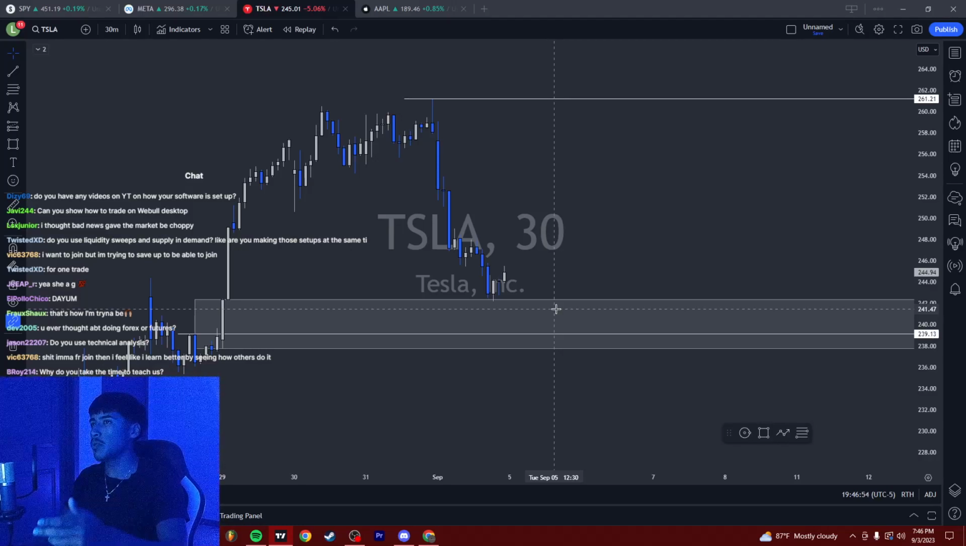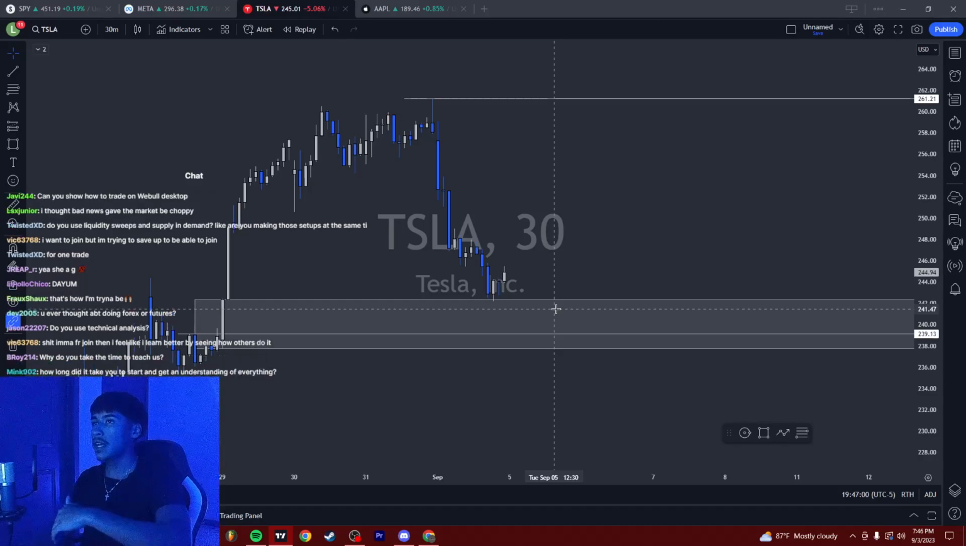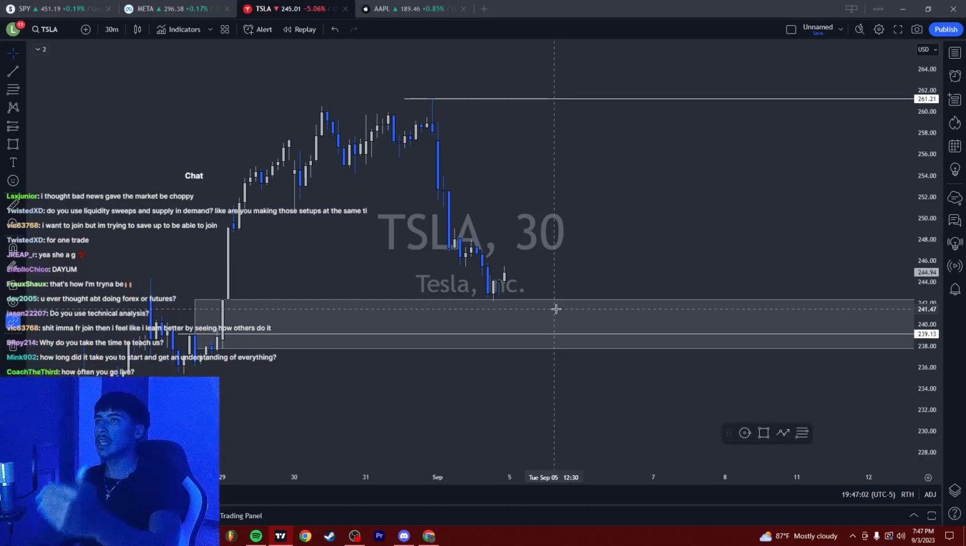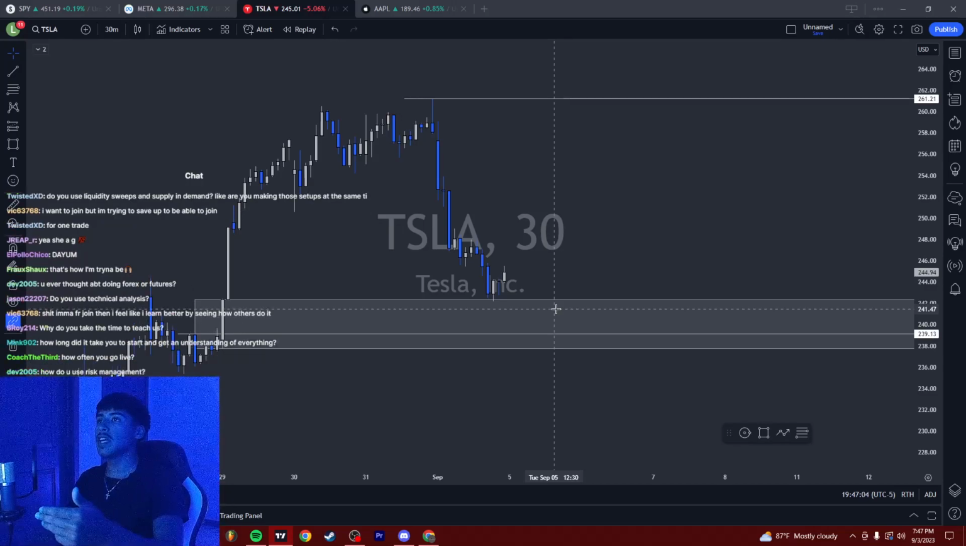anybody in the Discord or in the premium sees my charts before they ever happen, right? So I'll send my demand zones, my supply zones, and then we trade everything live. I live trade every single day. I trade everything live, and that just helps you out even more, just being able to see everything. In my opinion, that's the best way to learn.